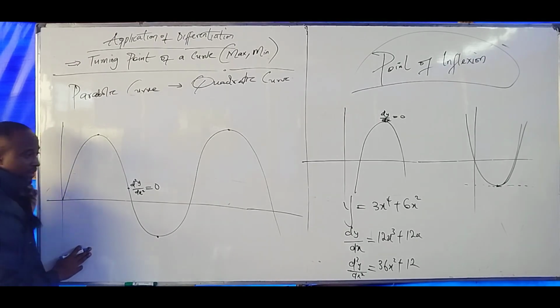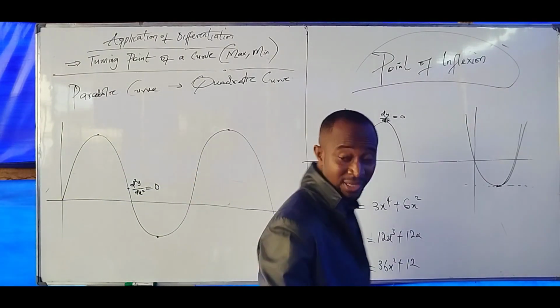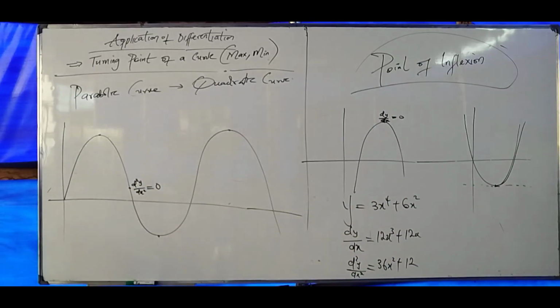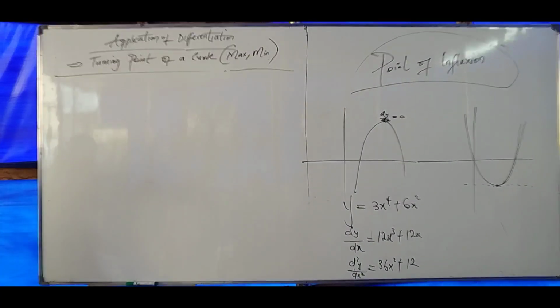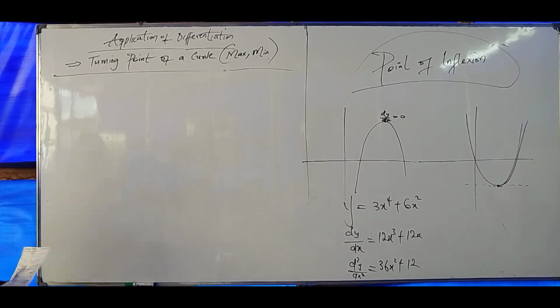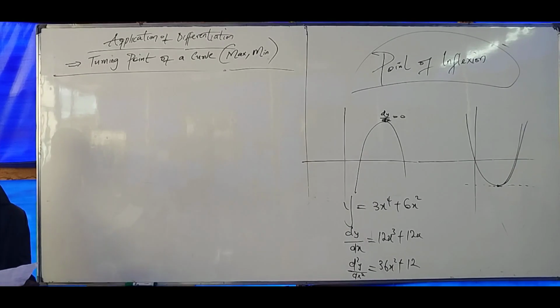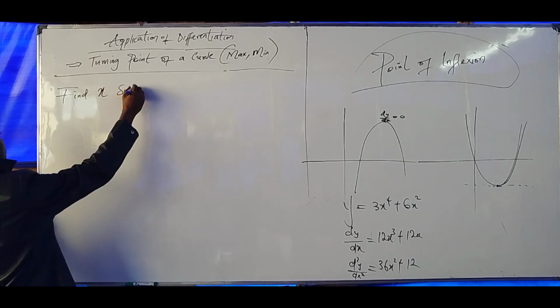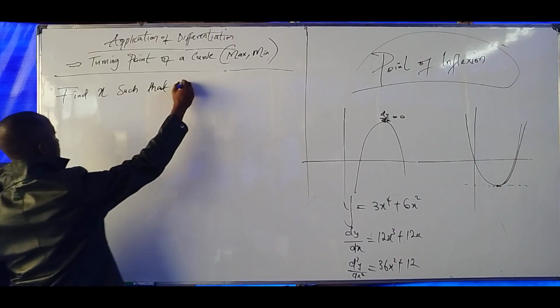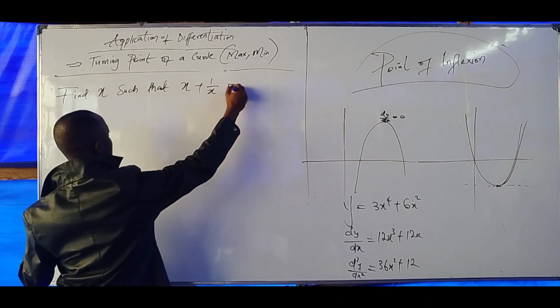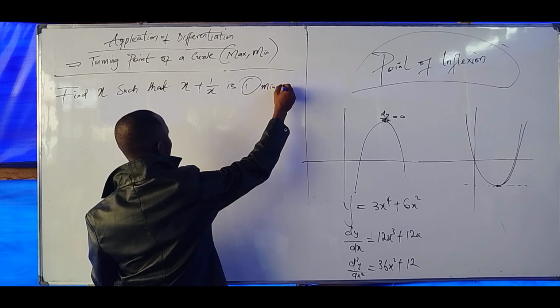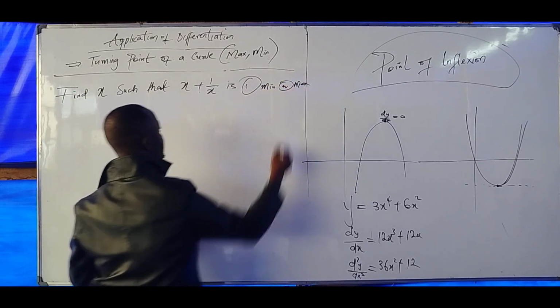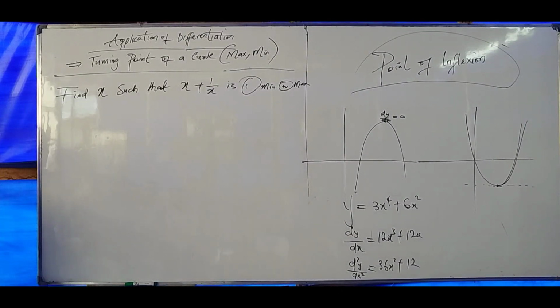Are you there, somebody? Okay, hope you are capturing that, right? Can we now solve what we have in this book? Find x such that x plus 1 over x is minimum. Are you there? Or what? Maximum. Find x. x plus 1 over x is either what? Minimum, or what? Or maximum. Are you there? Okay.